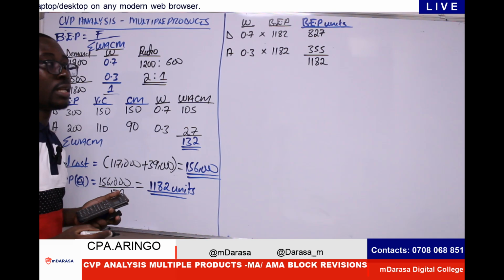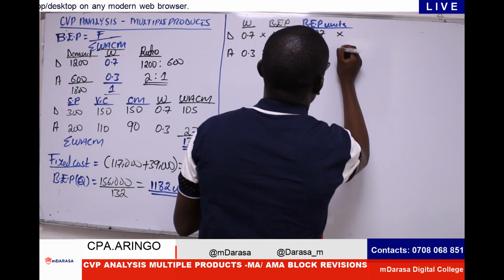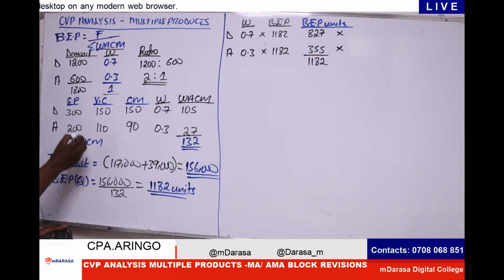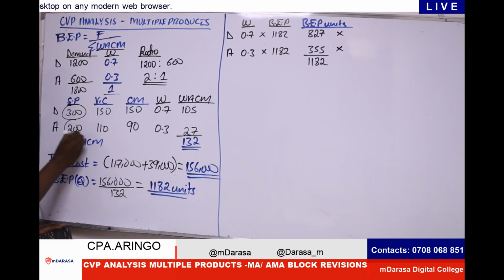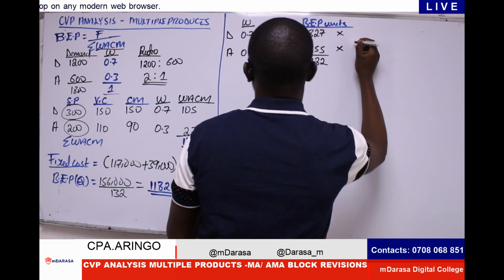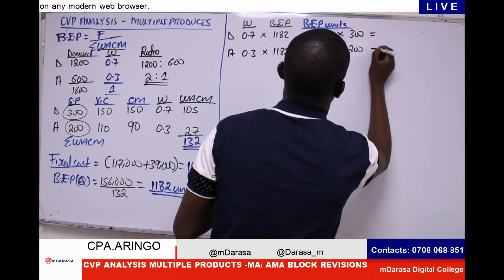What about in value? To determine break-even point in value, we simply multiply by the selling price per unit. The selling price per unit for product D we had 300, and for A we had 200. So we take 827 by 300, whereas this one we multiply by 200.